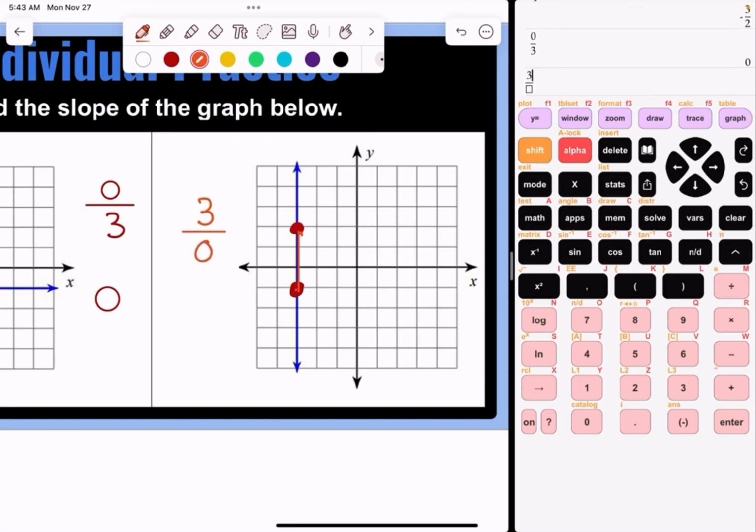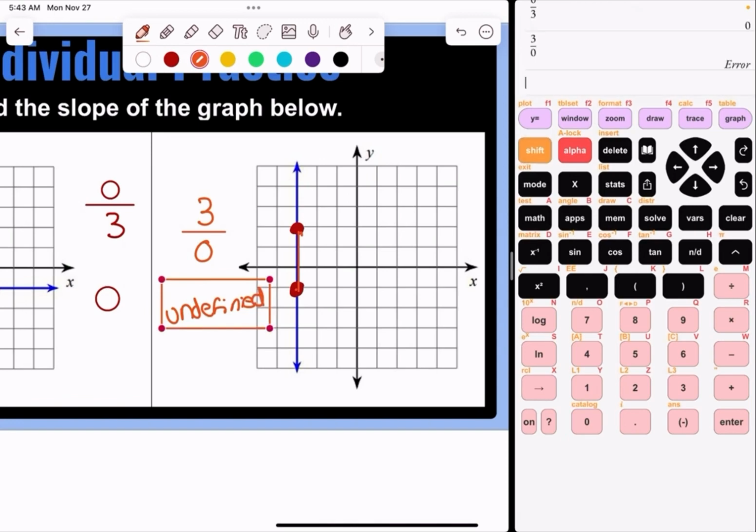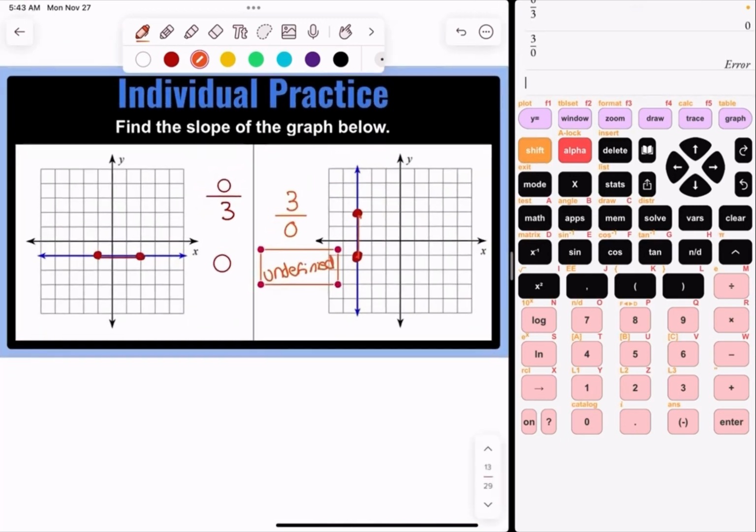Now let's type this in the calculator. 3 over 0 does not just become 0 or 3. It actually doesn't work. It's undefined. And that is a type of slope, undefined. So remember, all horizontal lines have a slope of 0. All vertical lines have a slope that is undefined.